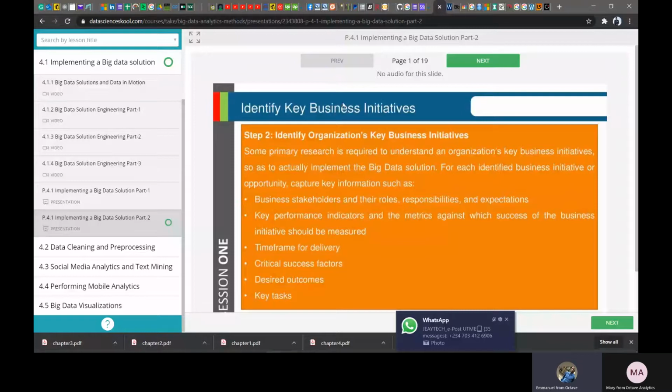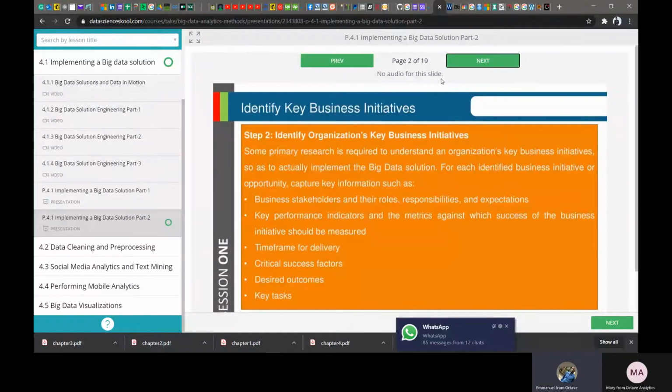solution. So for each identified business initiative or opportunity, capture key information such as business stakeholders and their roles, responsibilities, and expectations. Key performance indicators and the metrics against which success of the business initiative should be measured, time frame for delivery, critical success factors, desired outcomes, key tasks. All of this information is really very important.